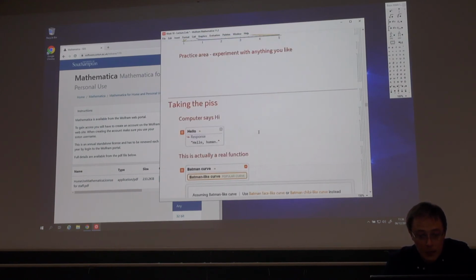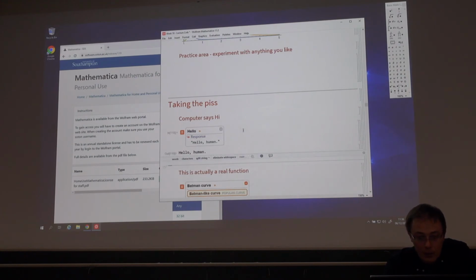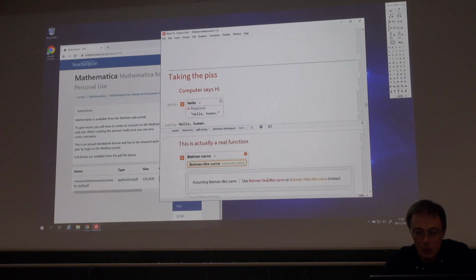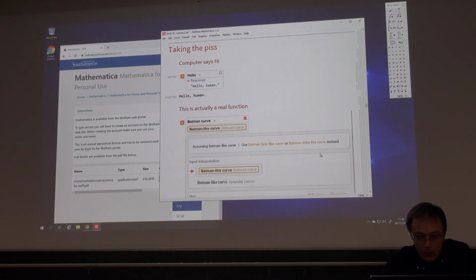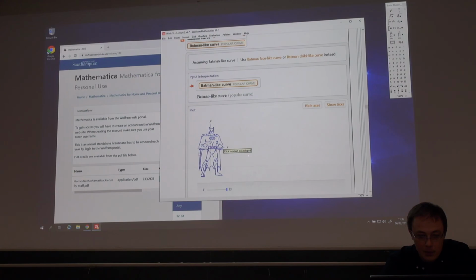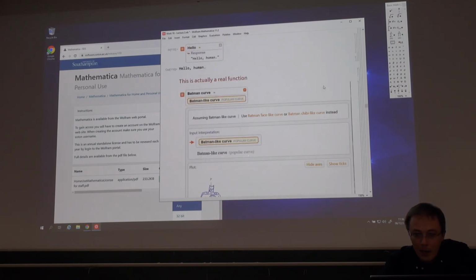You can sort of abuse the computer a little bit here. You can say, okay, hello, well, hello, human. There's something called the Batman function in computing. It's a piecewise defined function that looks like a Batman. I think that's quite a lot of calculating. So if you ask it for Batman curve, it produces you the Batman curve.